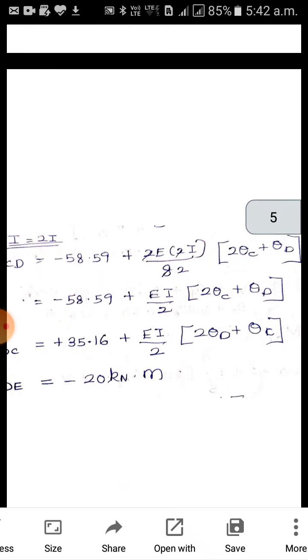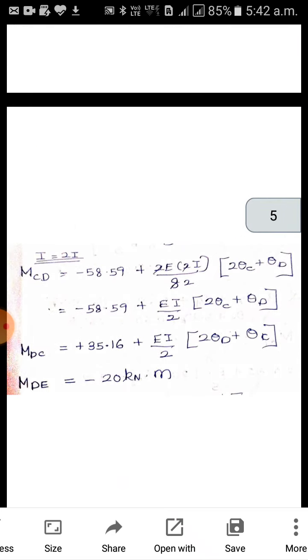So coming back to the problem. This was the CD span, CD I equals 2I, so in the place of I write 2I. And no need to consider the DE span. As I told you already, the overhang portion is converted into moment in the first step, in the fixed end moments. No need to consider it from the next step onwards.